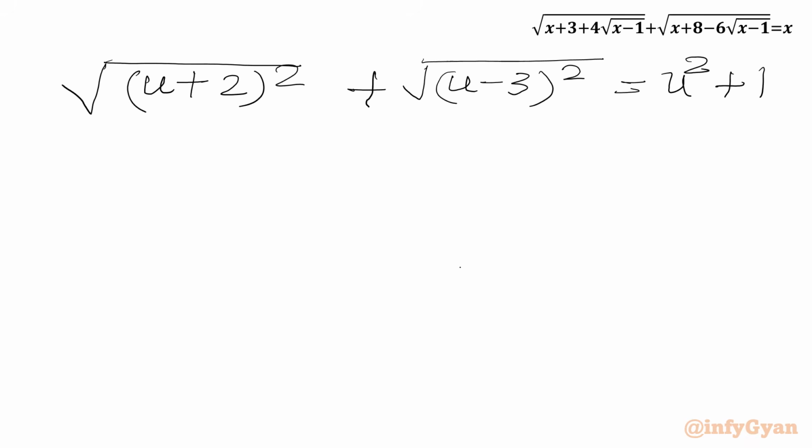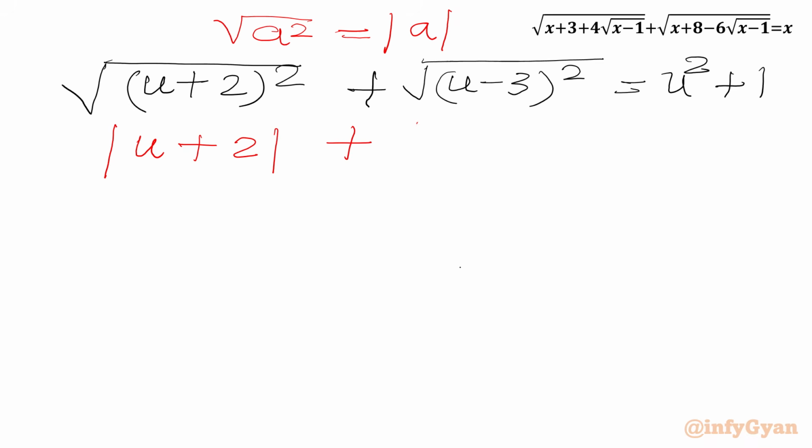Now we know that square root of a square is always equal to mod of a, the absolute value function of a. It won't be only a, it will be mod of a. So we will write here mod of u plus 2 plus mod of u minus 3 equal to u square plus 1.